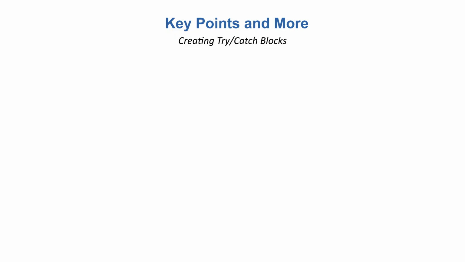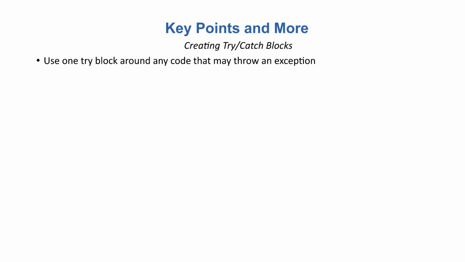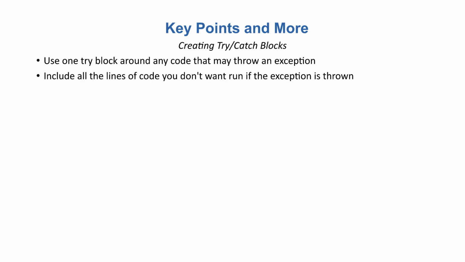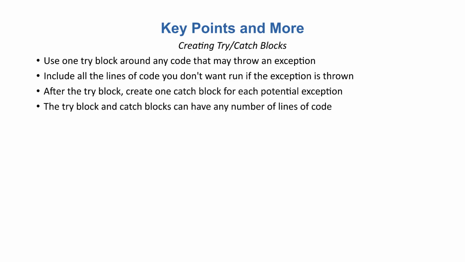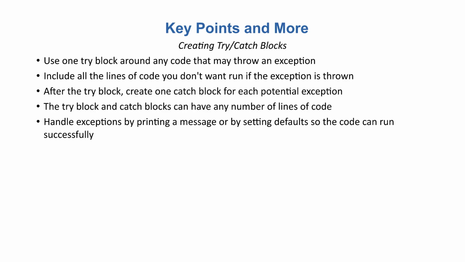Key points and more. Creating try-catch blocks. Use one try block to surround any code that may throw an exception that you would like to handle. The try block should include all the lines of code that you don't want run if the exception is thrown. After the try block, create one catch block for each exception you want to handle from that try block. The try block and catch blocks can have any number of lines of code. Programs usually handle exceptions by printing a message to the user or by setting some default values so the rest of the code can run without error. Other typically thrown types of exceptions will be covered in later lessons.